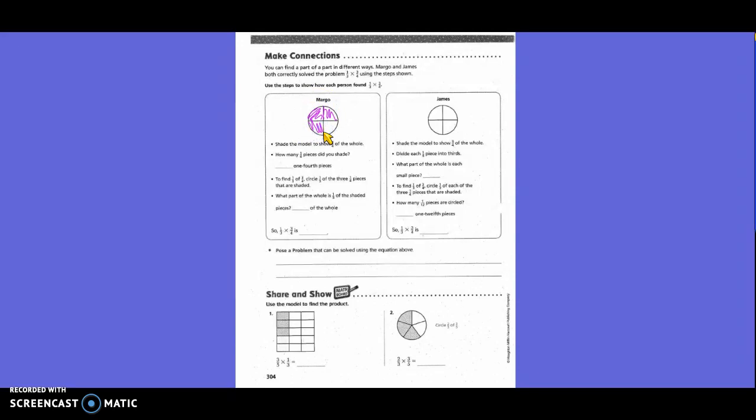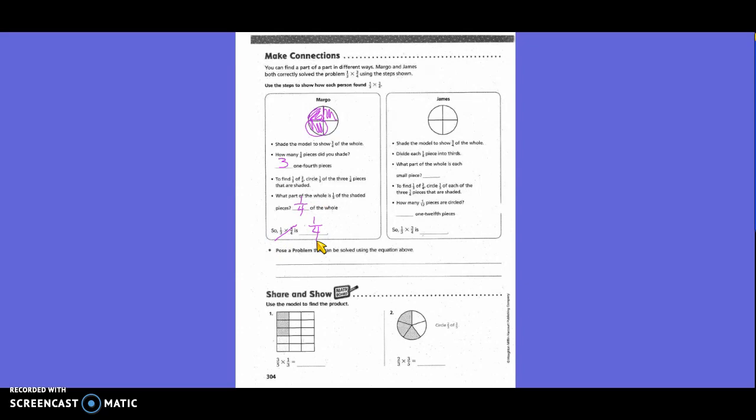How many 1/4 pieces did you shade? So we just said what? 3. To find 1/3 of 3/4, circle 1/3 of the 3 1/4 pieces that are shaded. So we come up here and circle one of those pieces. What part of the whole is 1/3 of the shaded pieces? 1/4. And basically because these two can cancel each other out, you're left with 1/4.